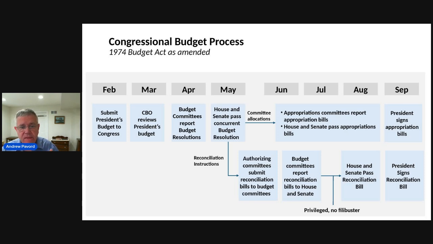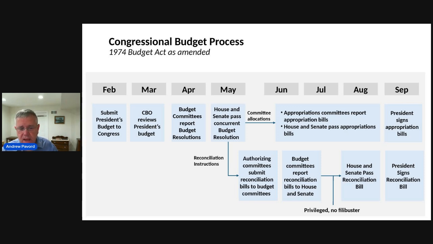And in the Senate, this becomes very important because it's considered a privileged piece of legislation. So the filibuster doesn't apply. And that's why over the last 20 years or so, major pieces of legislation like Obamacare and the Inflation Reduction Act and the American Rescue Plan COVID legislation have all been done through the reconciliation process, because it's a way for the Senate to avoid filibusters. So then the House and Senate pass a reconciliation bill and the president will sign a reconciliation bill.